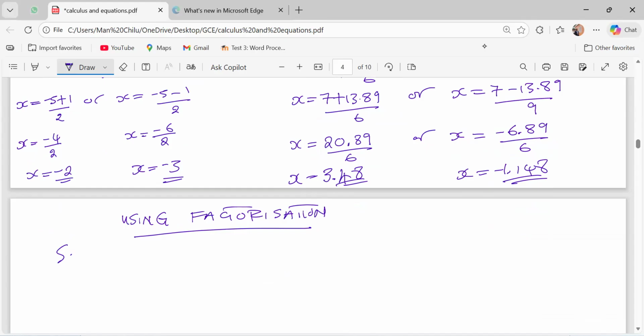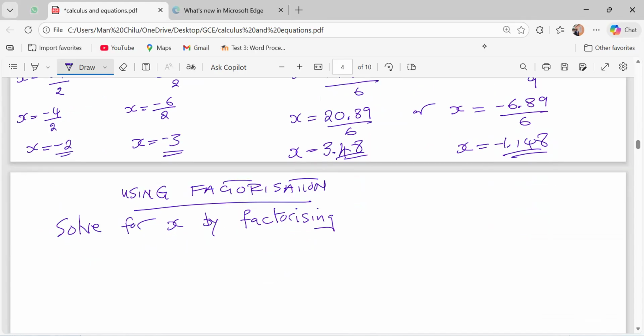So solve for x. Solve for x by factorizing. So number 1, you are given x squared minus 7x, which is equal to -10.